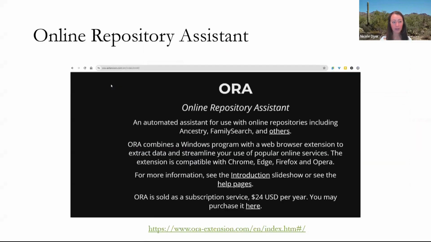So when you go to the Online Repository Assistant website, it has kind of a black and white slideshow that talks kind of about what it is, and then it has links to various pages. So let's just review some of these basics, and hopefully this will help you know if you want to use this to help you with your citation templates. Now, one thing you have to know up front is that it's only for Windows. So if you're using a Mac and you don't have any Windows computers, then this isn't going to work for you.